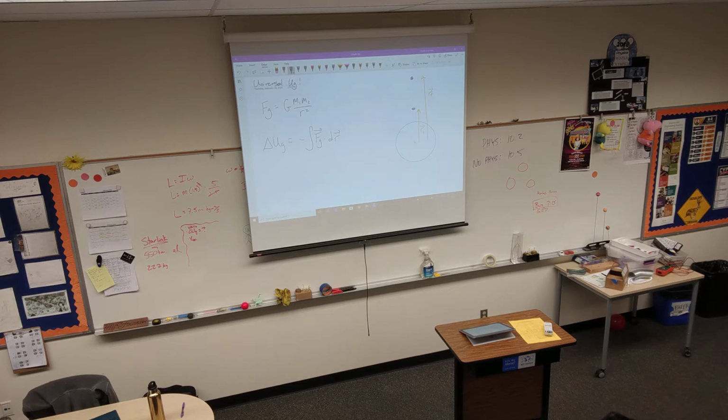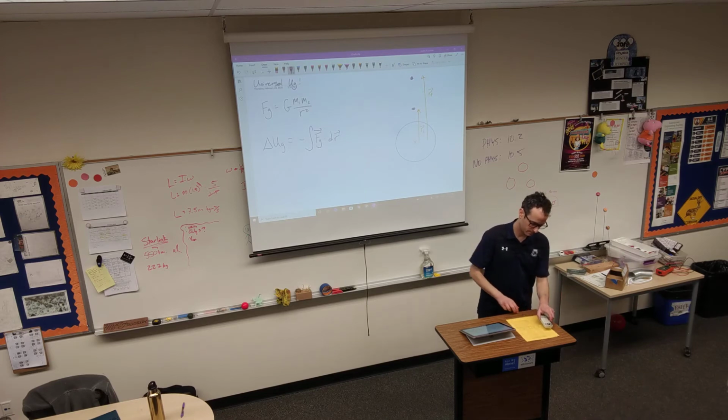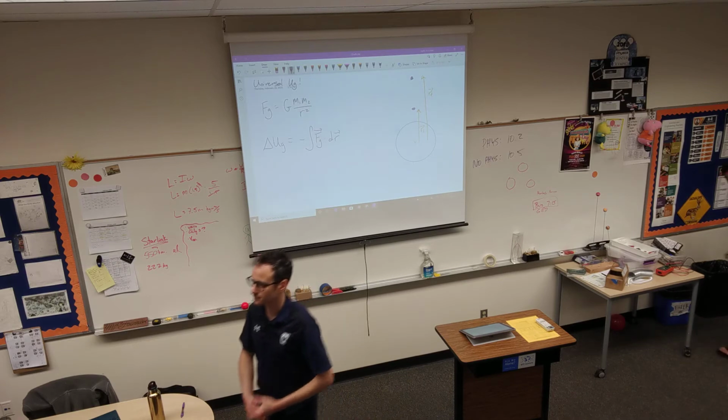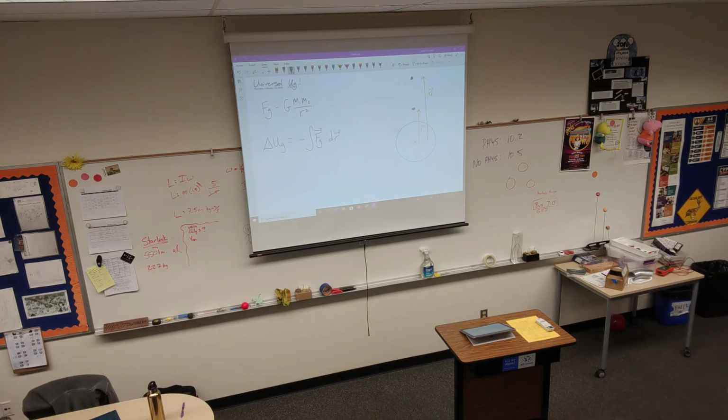How do you integrate R squared in the denominator? You take R and throw it in the numerator, R to the negative 2, then you can integrate that. That's so fun. We have R to the negative 3. Integral, not derivative.